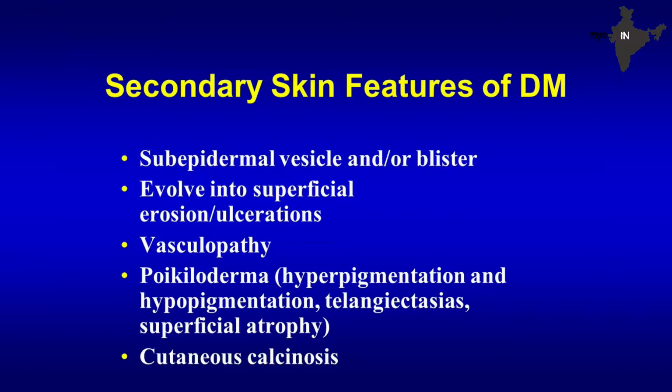There are a number of secondary skin features that can also be seen, including subepidermal vesicles and or blisters. And some of these can evolve into superficial erosions and ulcerations. And you can see a vasculopathy sometimes, particularly with certain autoantibody associations, and we will also talk about that. Poikiloderma can be seen, and that would be described as hyperpigmentation and hypopigmentation, telangiectasias, and superficial atrophy in the skin. And then lastly, cutaneous calcinosis.